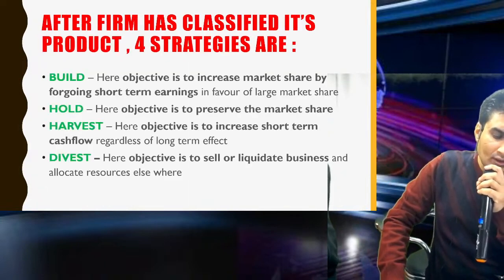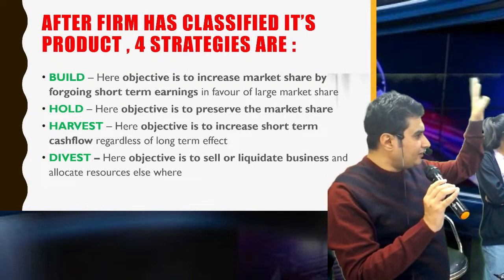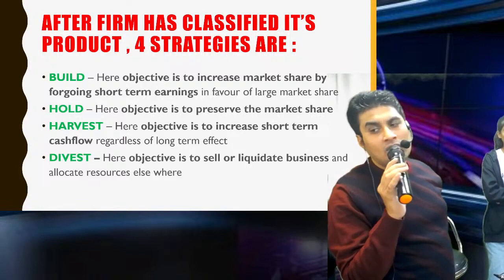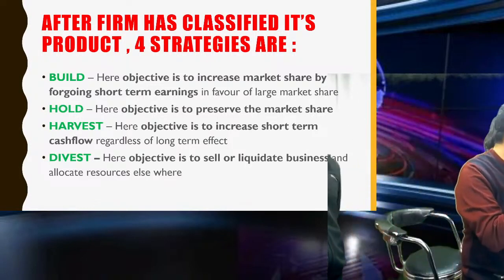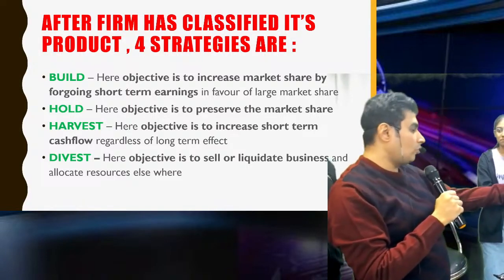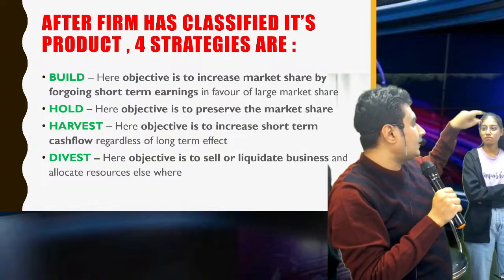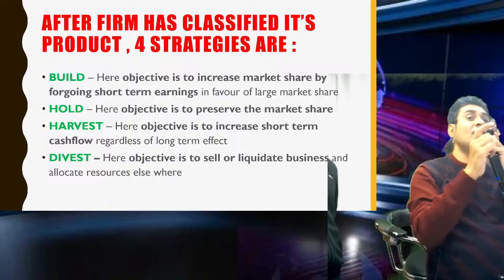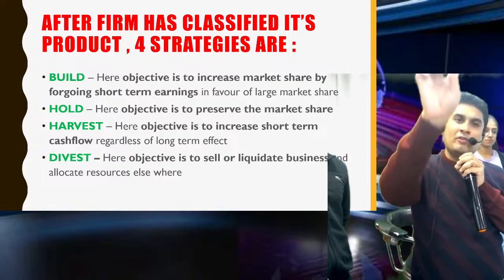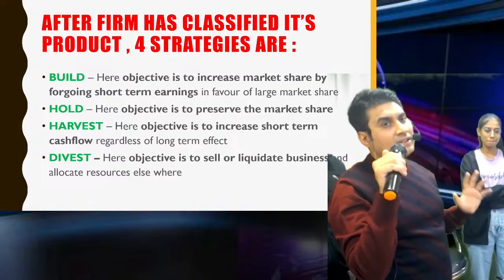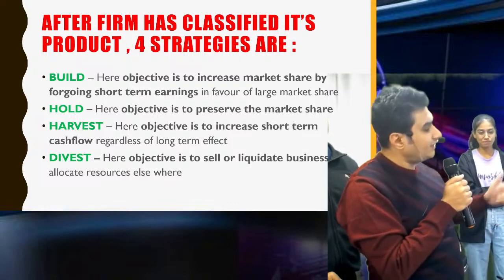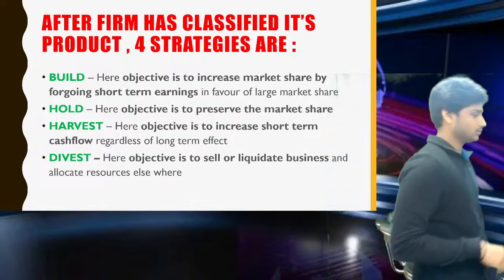Now what you have to do? There are four strategies: build, hold, harvest, divest. The module will give you a matrix. You both have to decide where the star comes, where the question mark comes, where the dog comes, and where the cash cow comes. You have to match it on your own, and we will meet after 3 minutes. If you have understood the topic, you will answer correctly.